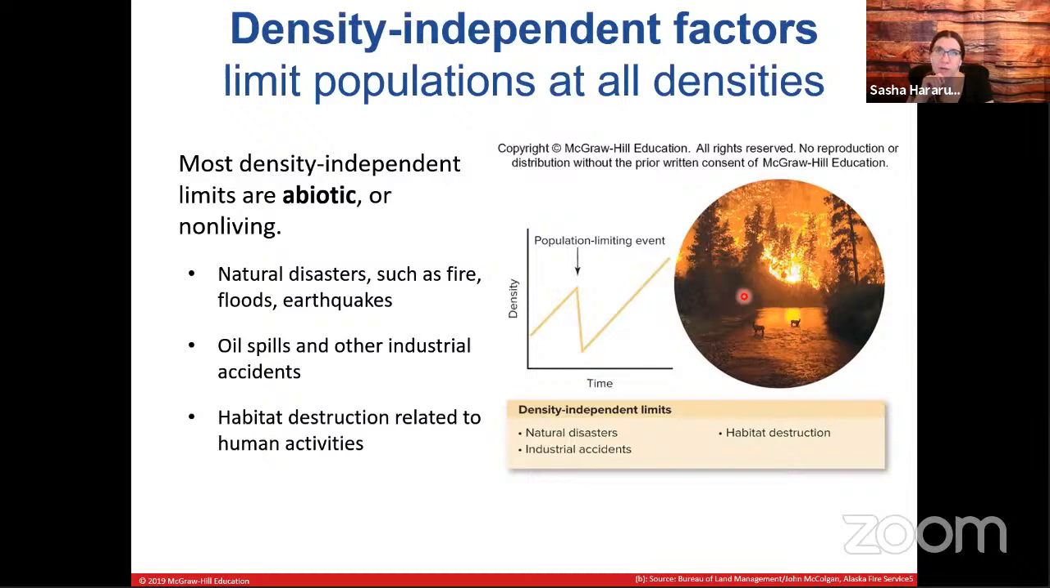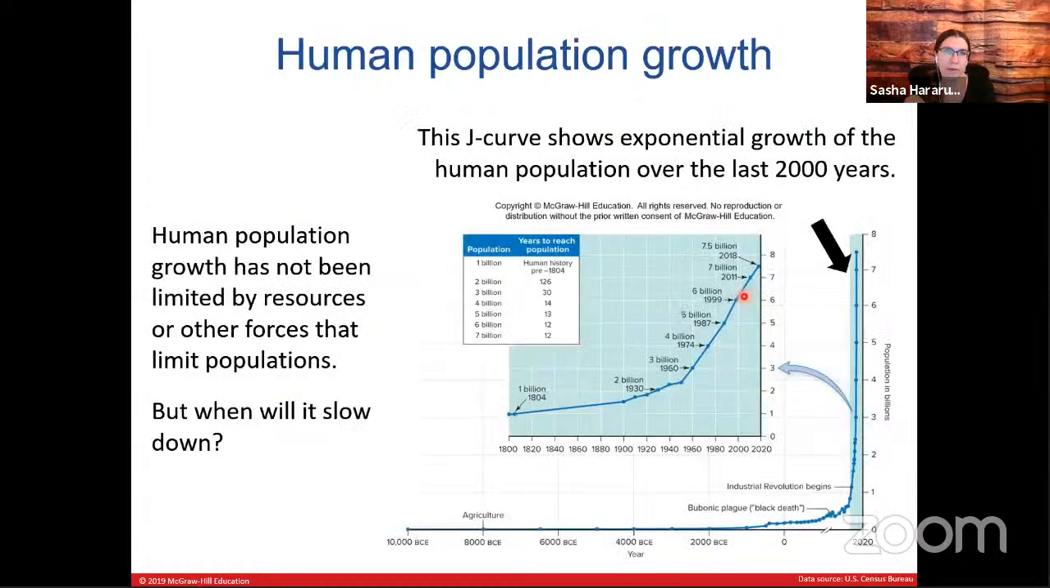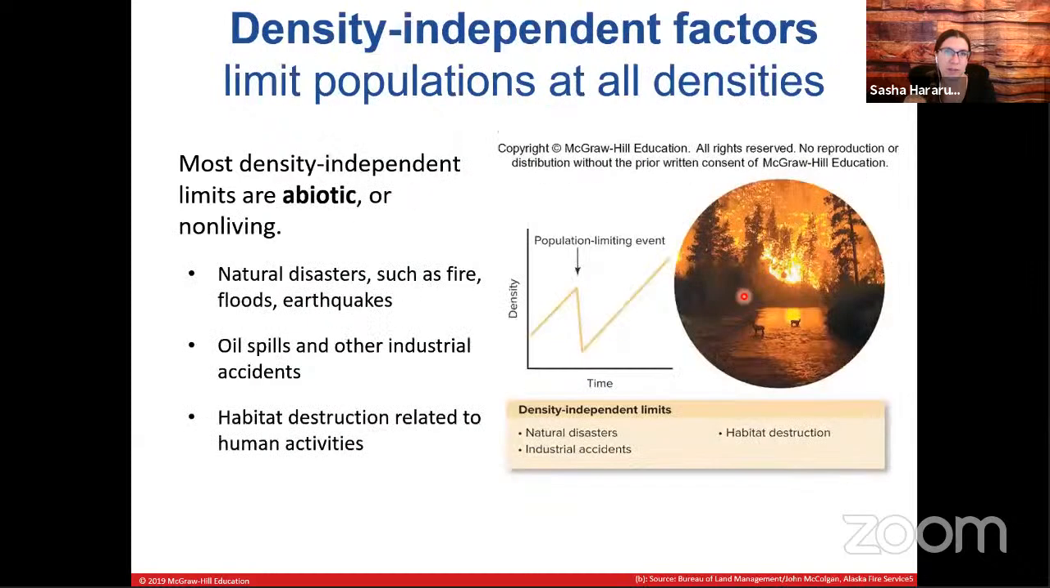People don't care how densely populated, how dense the vegetation is in the forest or how densely it's populated with animals. We're just going to convert that land into cropland anyway. So yeah. Any questions about the difference between density dependent and density independent factors? Okay, moving on.